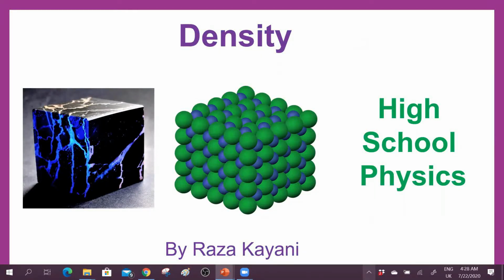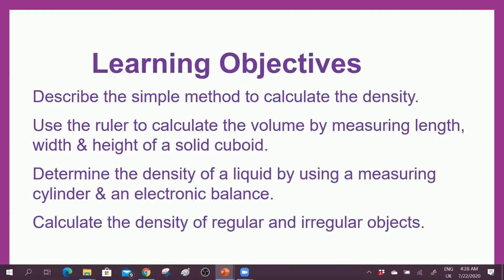In today's lesson, I'm going to talk about density. You are watching the revision series of high school physics. At the end of the video, I'm going to explain and solve some interesting exam questions related to density. By the end of the lesson, you will be able to describe the simple method to calculate the density.